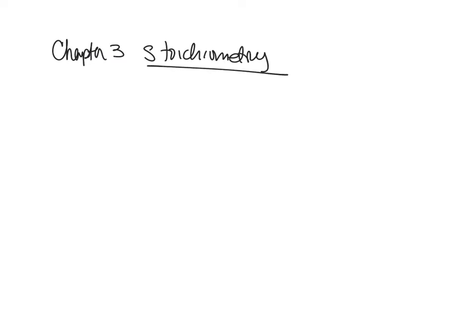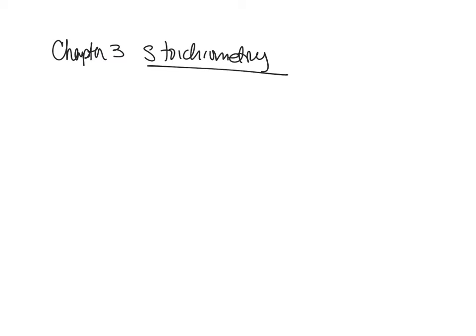All right, folks, so we are on chapter 3, and it is stoichiometry. So when we think of stoichiometry, we need to think about reactions, balancing reactions. We're going to be using molar mass and the periodic table to determine masses of formulas, and we'll do coefficients for mole to mole ratios.